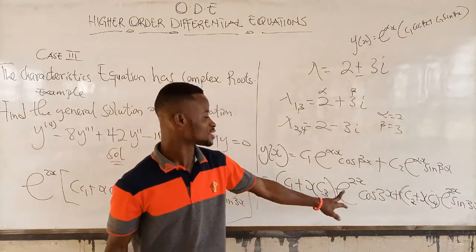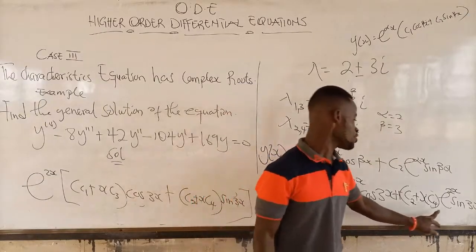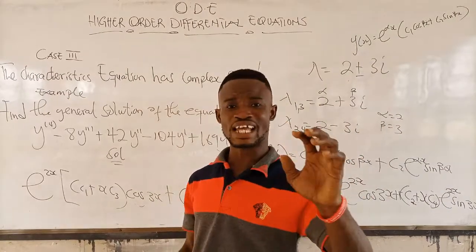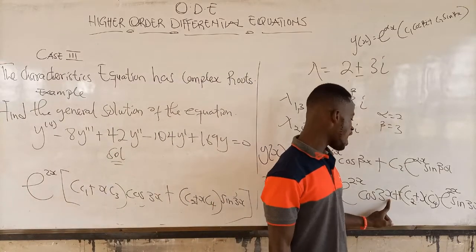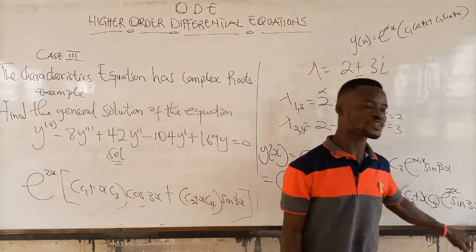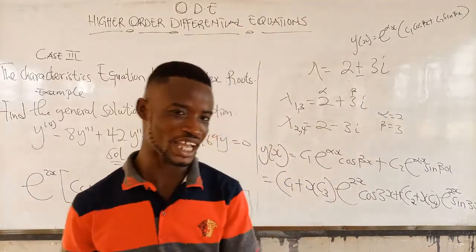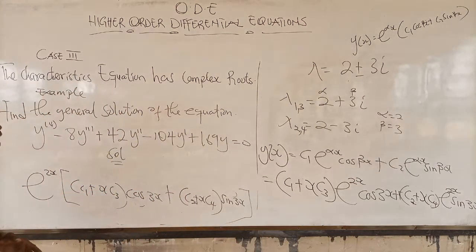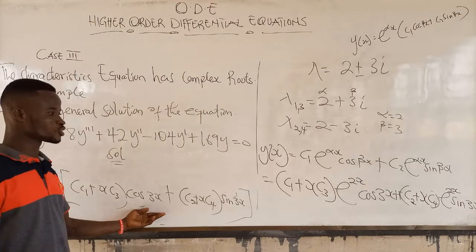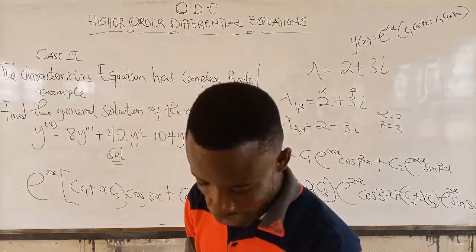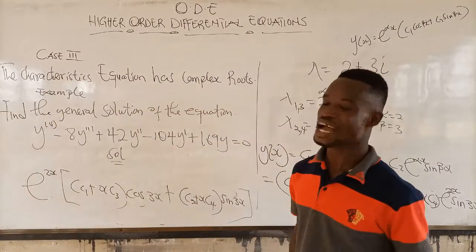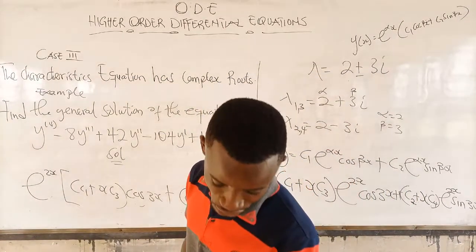Now, watch something. Since we have e raised to 2x here, we can go and factor e raised to 2x out. But don't say that we have argument of 3x here, so we can factor the argument of 3x out. No, you can't do that. But you can only factorize e raised to 2x here. Alright? And that is what that is going to give you. Very good. So that is how we go through the characteristic equation that has a complex root.